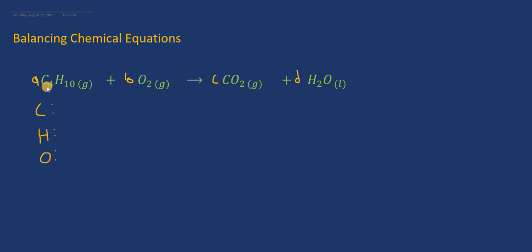So for carbon, we have 4 carbons and it's paired with the letter A. So I'm going to write this as 4A. For hydrogen, we have 10 hydrogens and it's paired with the letter A. So I'm going to make hydrogen 10A. For oxygen, we have 2 oxygens and it's paired with the letter B. So I'm going to write oxygen as 2B.